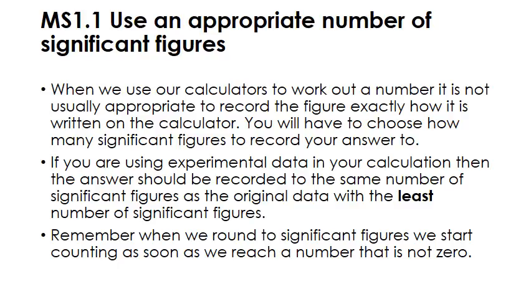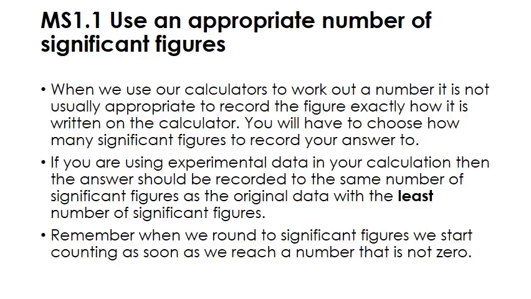So when we use our calculator to work out a number, it's not usually appropriate to record the figure exactly how it's written on the calculator. You're going to have to choose how many significant figures to record your answer to. And students find this really difficult, so make sure you get your head around it. There's usually 1 or 2 marks in an exam which you lose if you don't do it to the right number of significant figures.